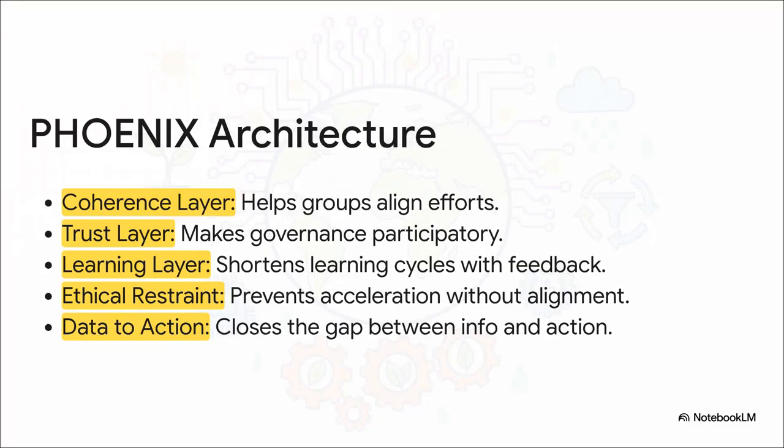If you look under the hood, the whole architecture is designed for this kind of synergy. You've got layers for coherence, for trust, for learning, but the one I find most critical is this ethical restraint layer. It basically acts as a crucial safeguard, making sure that we don't just accelerate for the sake of speed, but that we're accelerating in a direction that's truly aligned with life and with well-being.